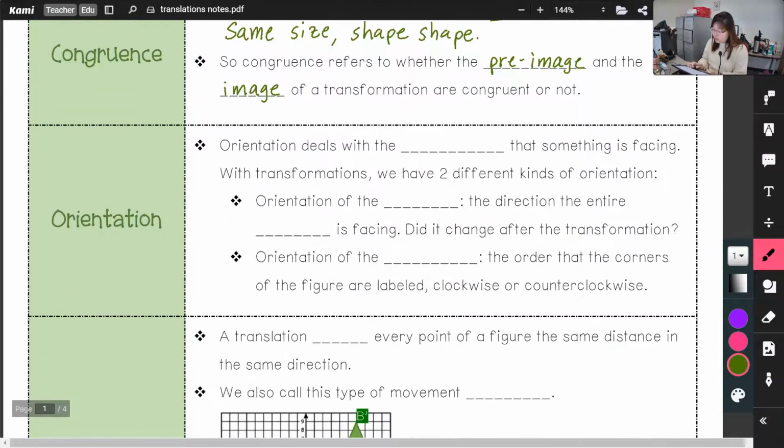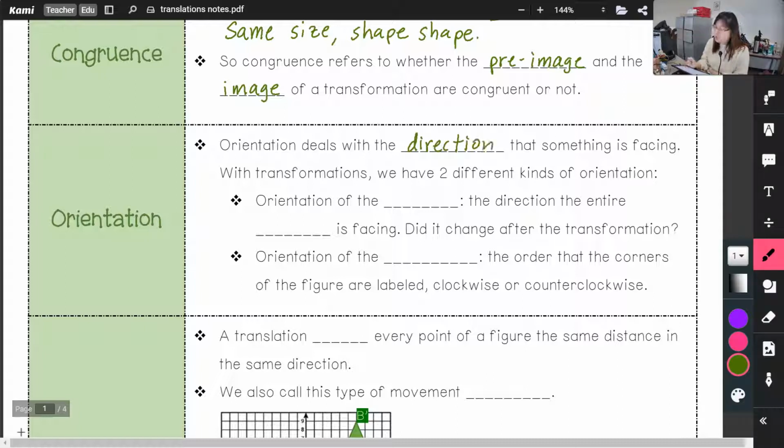Okay, the next vocabulary word we need is orientation. That's a word that you might already know. Okay, orientation deals with the direction that something is facing. Like, for example, most cars nowadays, if you look on your dashboard or where the clock is, it has a couple of letters like N or SW. Well, those are the directions, and it tells you, okay, your car is heading in this direction. Your vehicle is oriented in this direction. So orientation deals with the direction that something is facing.